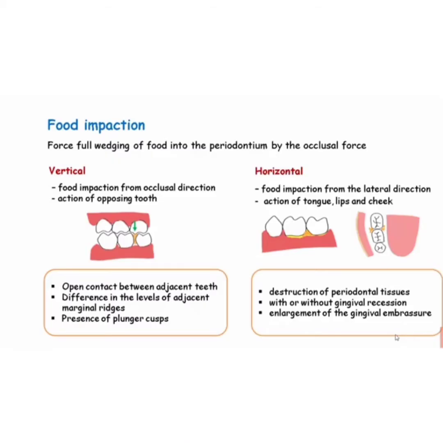Food impaction is of two types, vertical and horizontal. Vertical food impaction is from occlusal direction. It is mainly because of tooth related problem. And the horizontal food impaction is from lateral direction from the action of tongue, lip and cheek. It is mainly because of the gingival and periodontal problem.